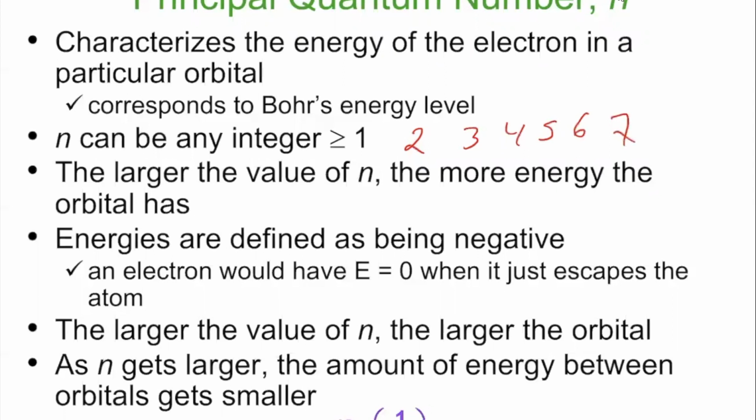Energies are defined as being negative. An electron will be at E equals 0 when it has just escaped from the atom. The larger the value of n, the larger the orbital. As n gets larger, the amount of energy between the orbitals is smaller, and we already discussed that. Now, we can calculate the energy by using this equation, and that number that you see is Rydberg's constant. So this is for hydrogen. If we wanted to calculate the different amounts of energy, we can do it by using that equation.